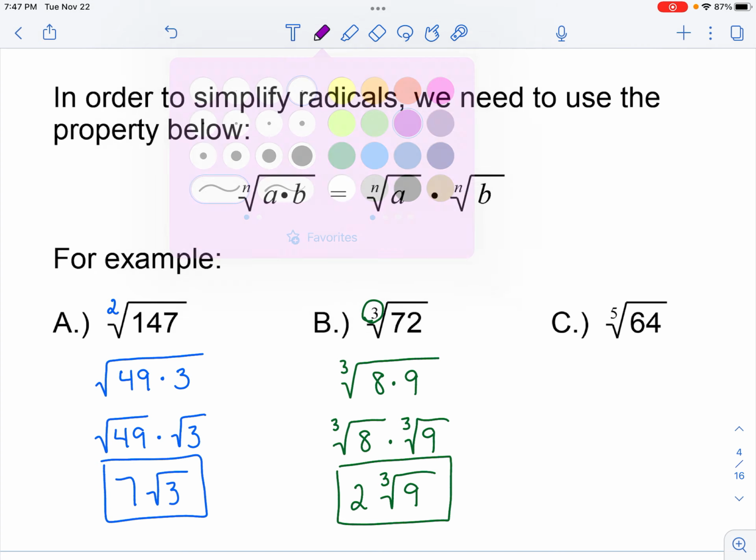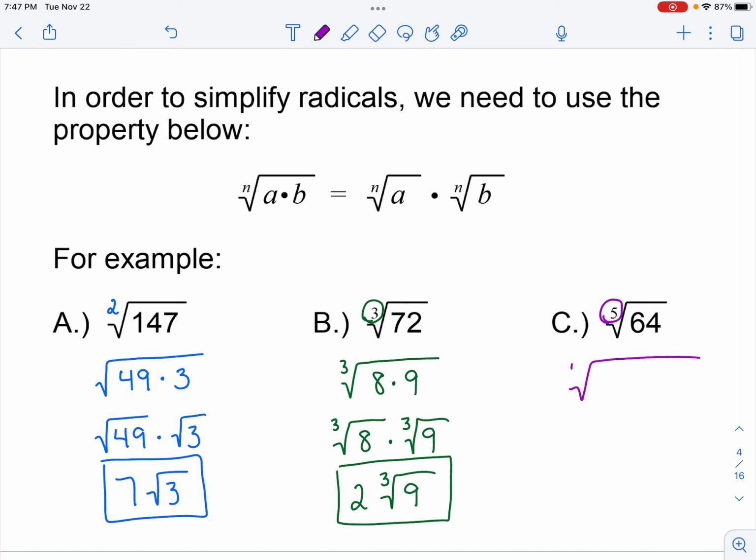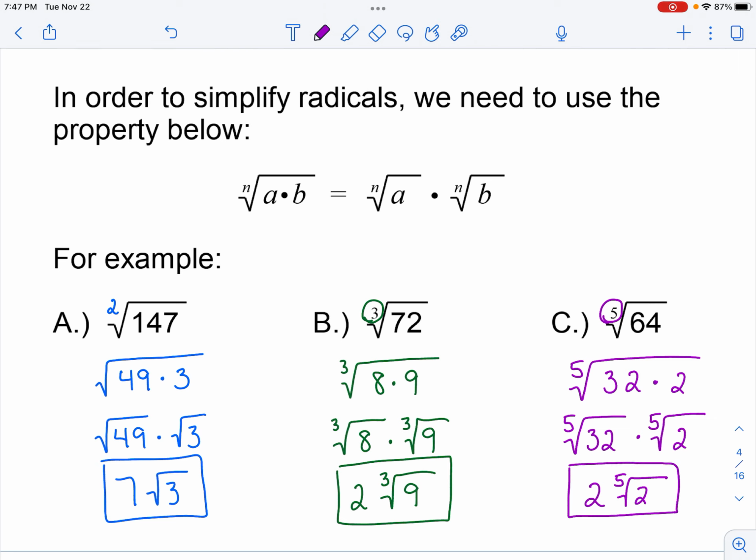Let's take a look at part C. Now I've got a perfect power of 5 here. Okay, I've got the fifth root. So I need to break this apart into the fifth root of, in this case, 32 times 2. I'm looking at that list of perfect powers of 5 to figure out what number to use. The fifth root of 32 is a 2, and then I have the fifth root of 2 left over, okay? So I'm referring back to that list of the perfect powers of 3, perfect powers of 4, perfect powers of 5, the perfect squares to figure out what factors to use here, okay?